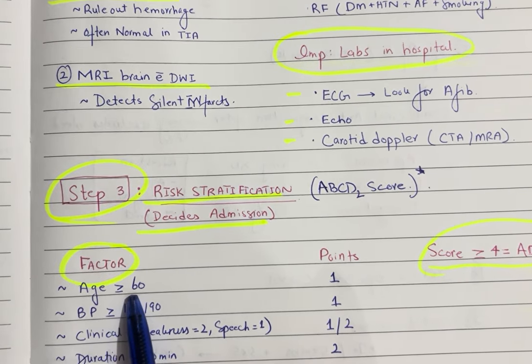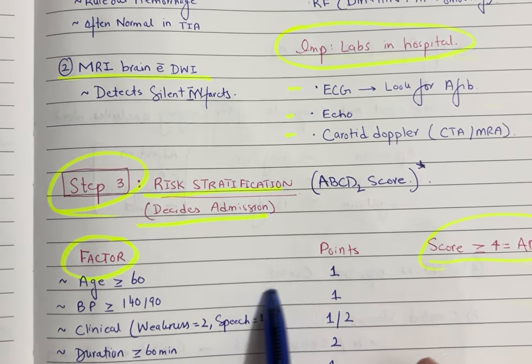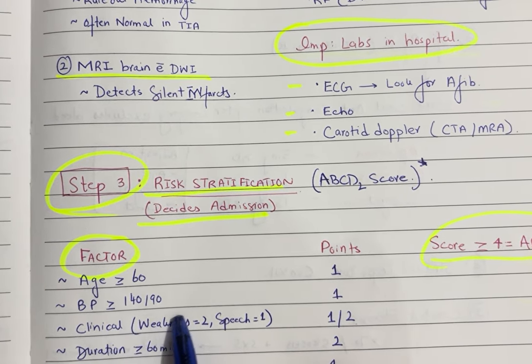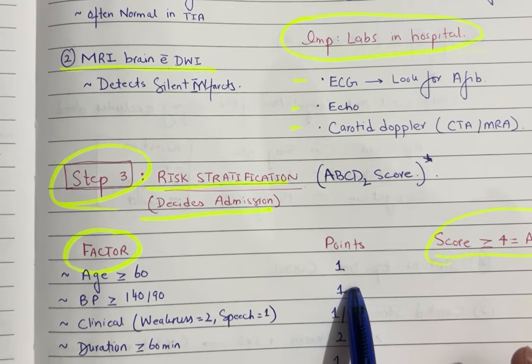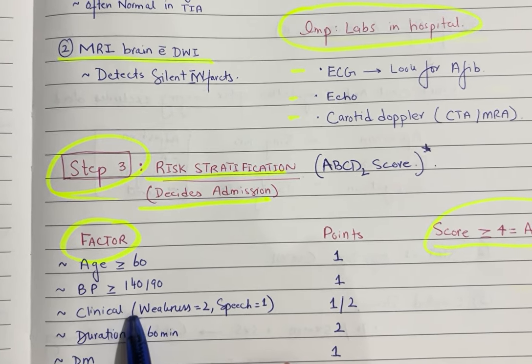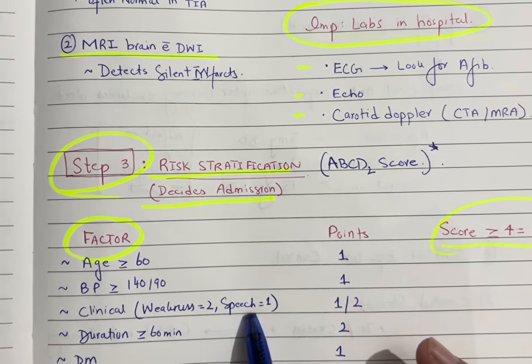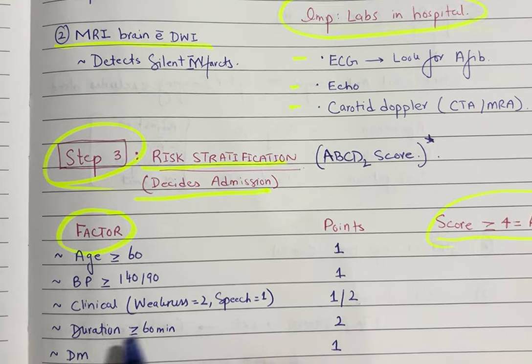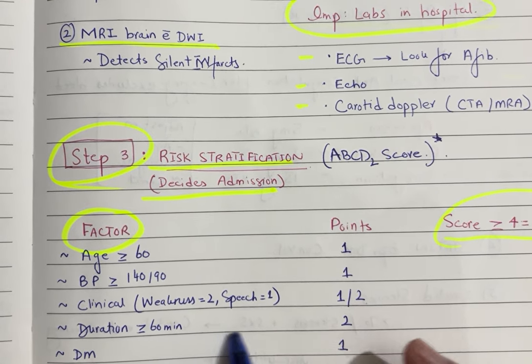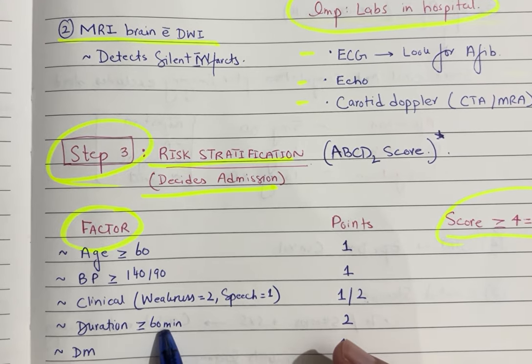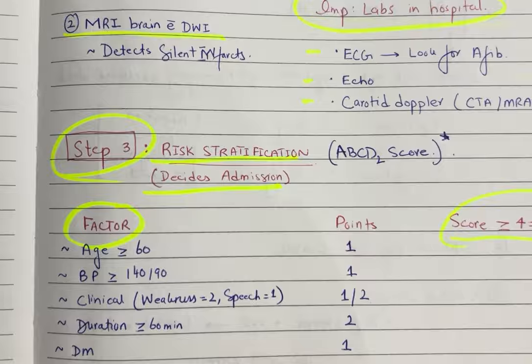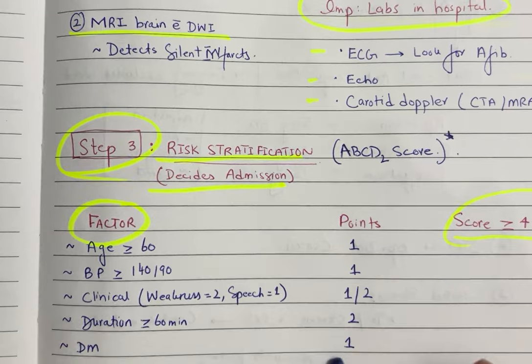A is for age. If it is more than 60, 1 point. B is for blood pressure. If it is more than 140 by 90, 1 point. Then clinical symptoms: if the patient has weakness, that is equal to 2, and if the patient has speech disturbance, 1 point. Duration more than 60 minutes has 2 points. If duration is less than 60 minutes, then 1 point. And diabetes mellitus, 1 point.